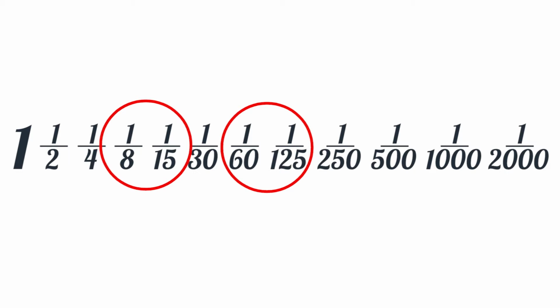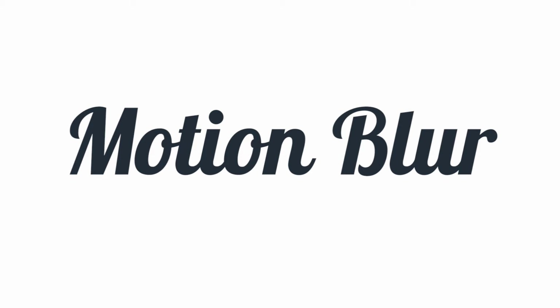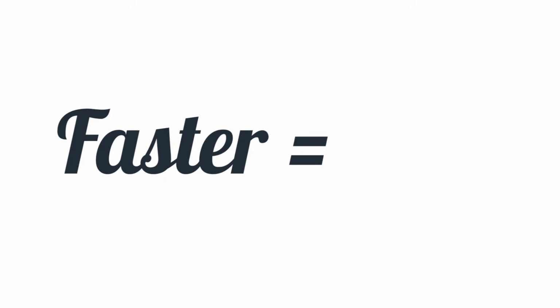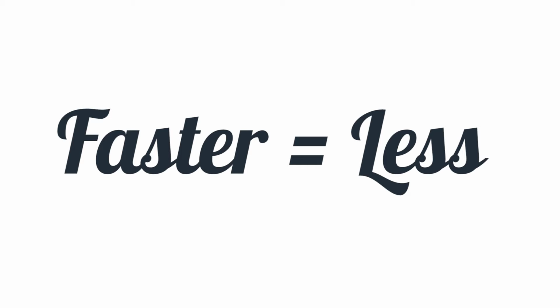Now the one side effect that shutter speed has is it will actually control your motion blur. And the faster your shutter speed is, the less motion blur you will have. So just think about this for a second.